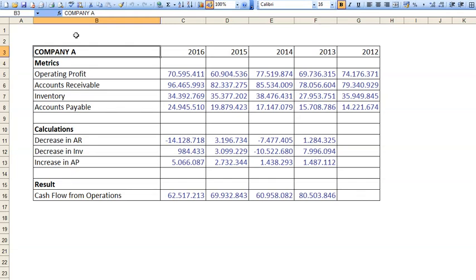Hello everyone! Today I'm going to walk you through a quick and dirty method for calculating cash flow from operations.